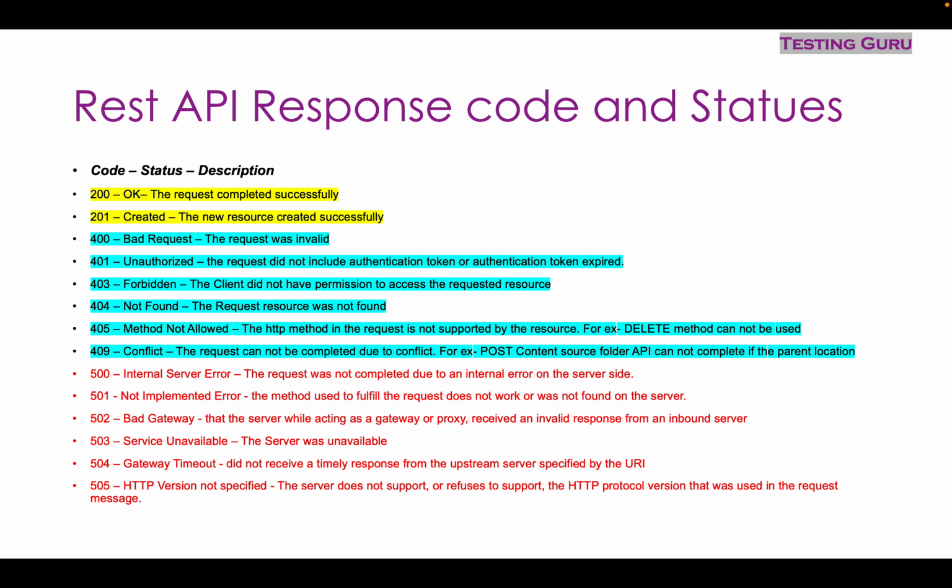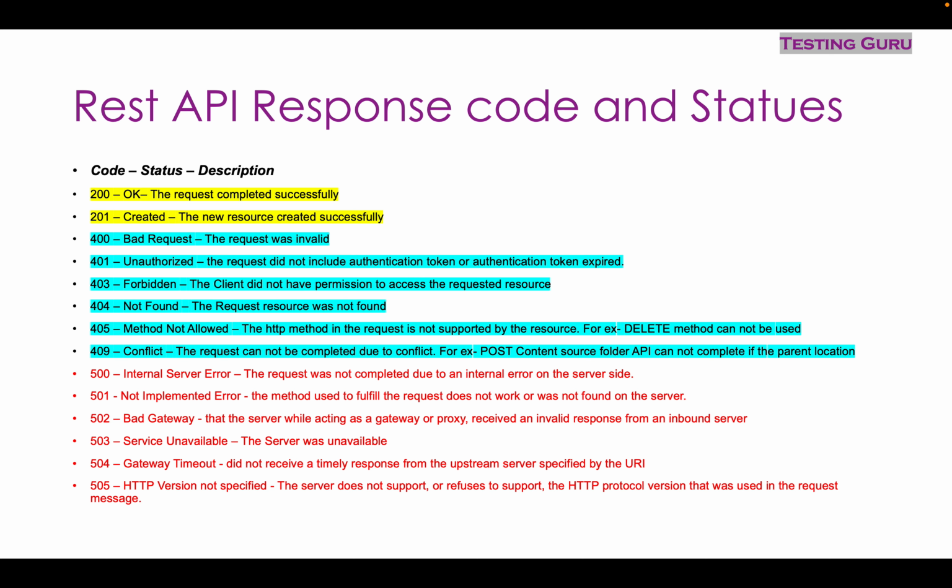And another one is 403 Forbidden. Forbidden means the client does not have permission to access the requested resource. Though you are authorized, you may not have the proper permission to access that. In that case we get a forbidden error, 403. And the next status code is 404, that is Not Found. The requested resource is not found. In that case we get a 404 status code.